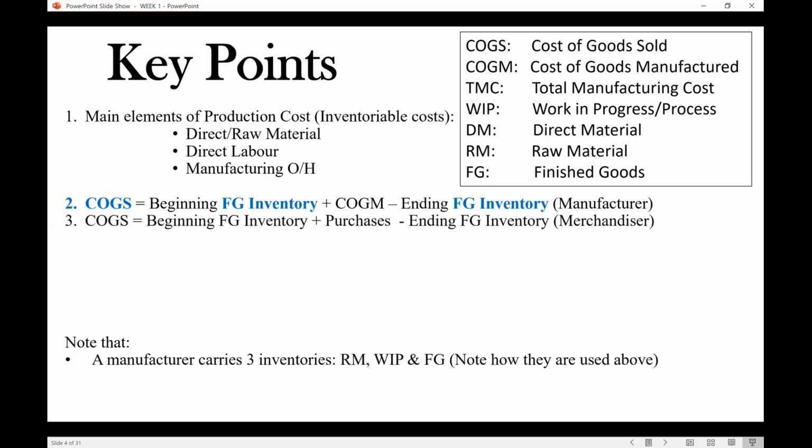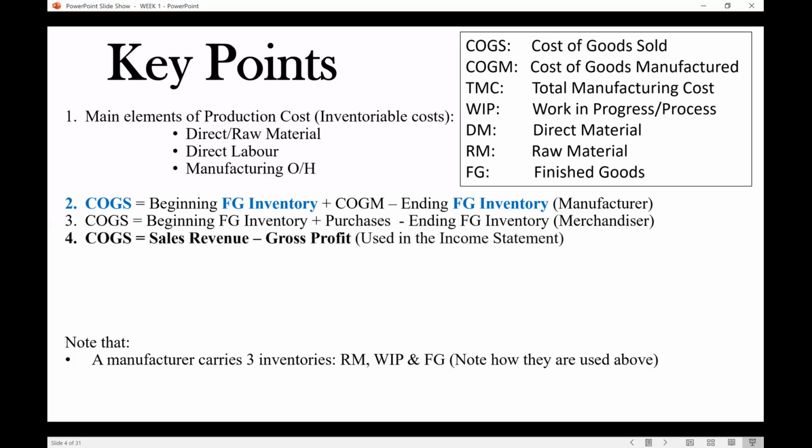Then we look at cost of goods sold, but this time for a merchandiser. And I just explained the difference between a manufacturer and a merchandiser. So here, it's similar, but there's just one change. The cost of goods sold for a merchandiser is beginning finished goods inventory plus purchases minus ending finished goods inventory. So both have finished goods inventory. However, the difference lies in the middle. For the manufacturer, it's cost of goods manufactured. For the merchandiser, it's purchases. So that's how you find your cost of goods sold for the two.